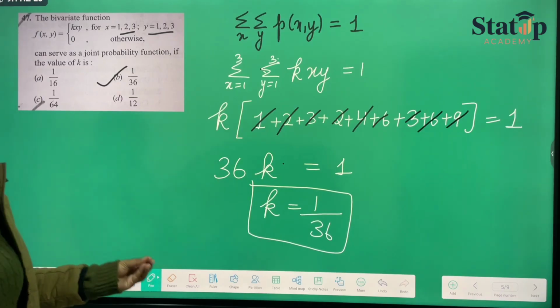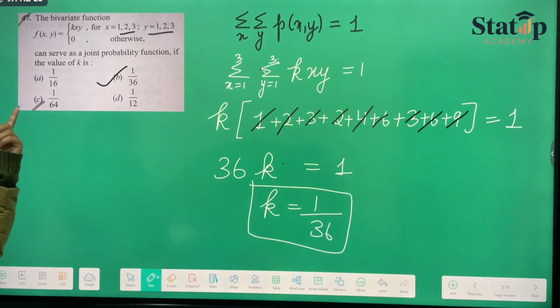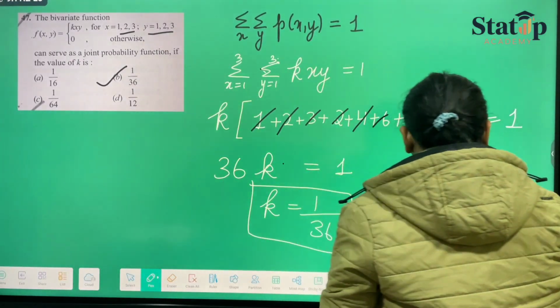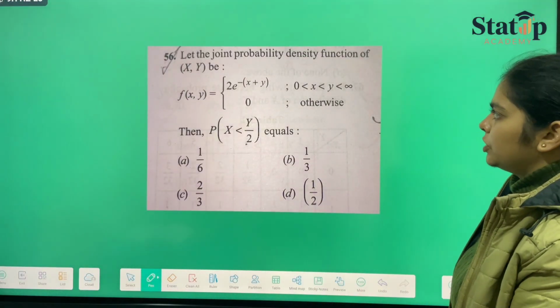If k has the value 1 upon 36, then only this bivariate function is considered a joint probability mass function. Now moving forward to the next question.